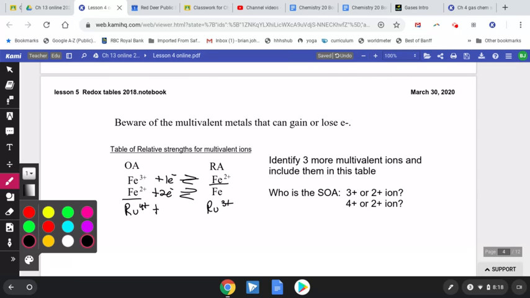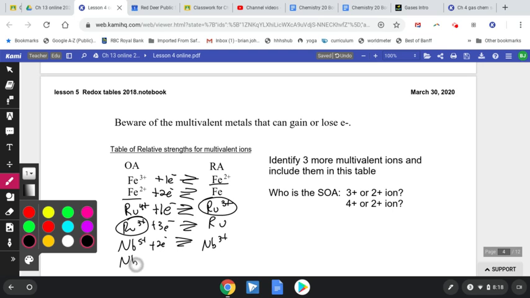Are you kidding? No, I'm not. Okay, there we go. And then Ru3+ can gain 3 and become Ru. So there's our double agent, both oxidizing and reducing agent. Trying to find something on here that's quite unique. Niobium 5+ 3+. So niobium 5+ will drop down to niobium 3+.